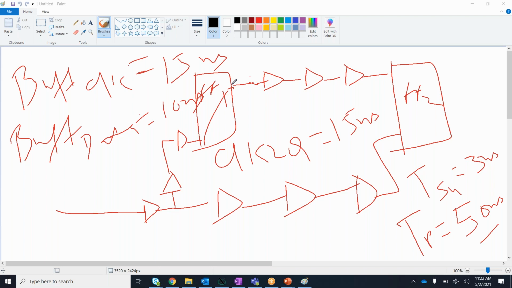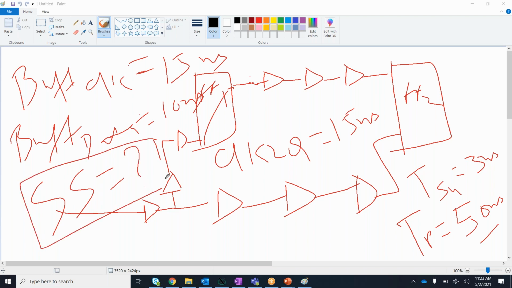The buffer in the data path is giving a delay of 10 nanoseconds. The buffer in the clock path is giving a delay of 15 nanoseconds. Clock to Q delay for flip flop 1 is 15 nanoseconds. And you have to find the setup slack. Your time starts now. You have the next 2 minutes to tell me the answer of setup slack.